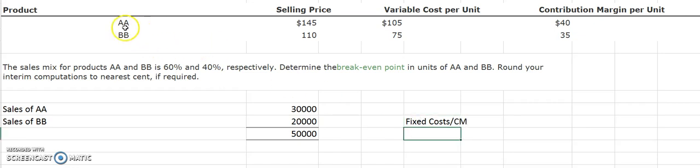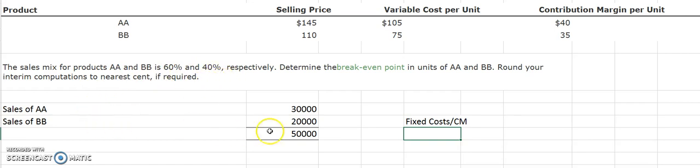Well, if we sell more than one product, for example, here we sell product AA and product AB, we have got to find out the contribution margin for both of these products together. So in this situation, they tell you that AA is 60% of the sales mix and BB is 40% of the sales mix. But you know what?